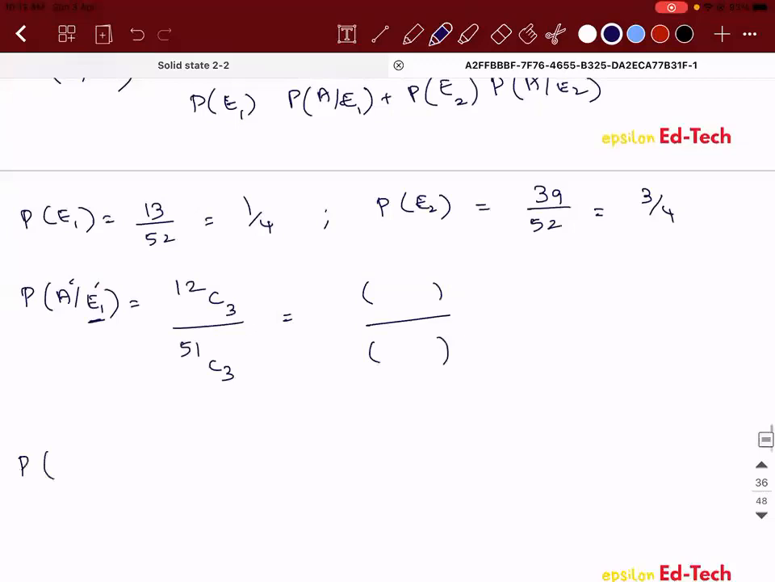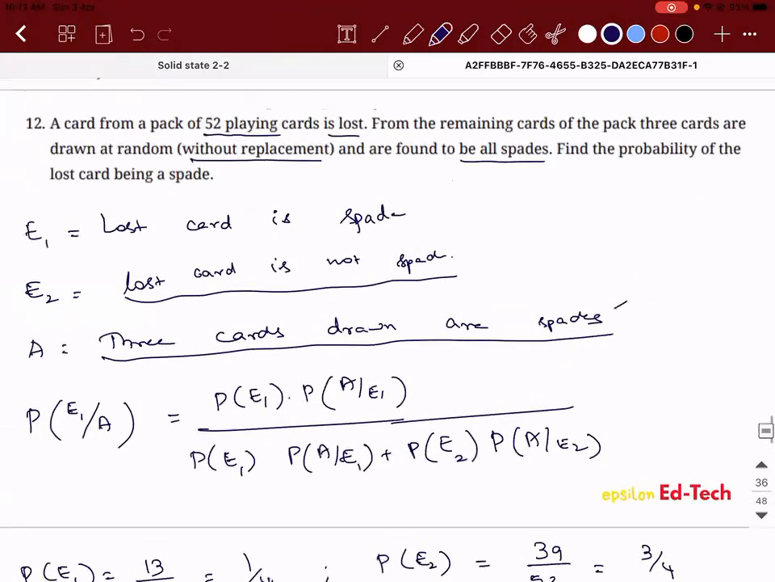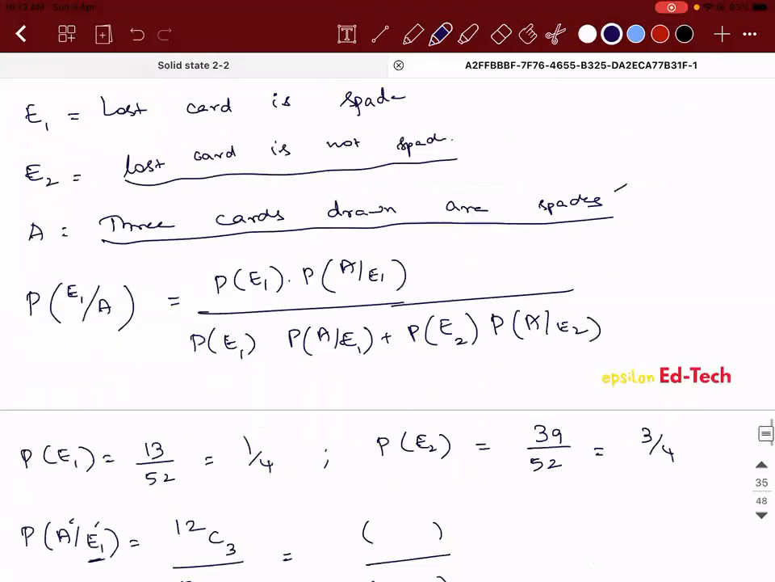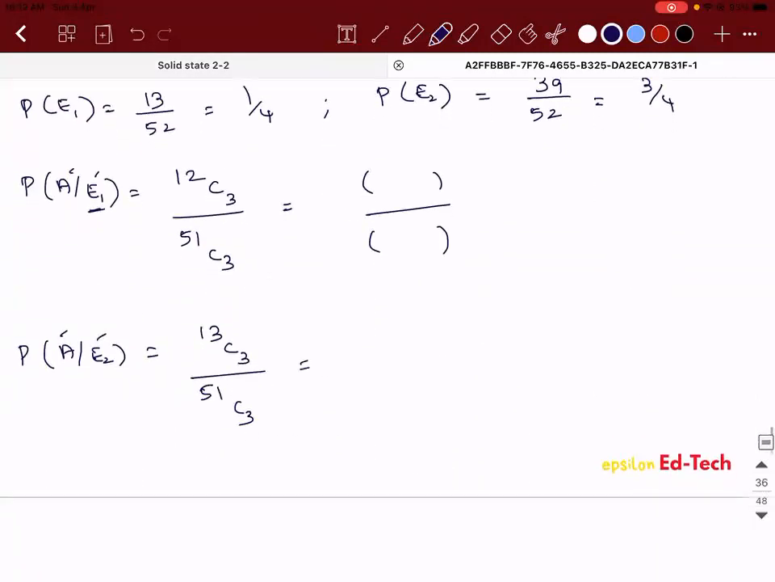Similarly, what is the probability of A given E2? Think about it. Now you're choosing 3 cards and you know the fact that the lost card is not a spade. So you still have 13 spades in the deck. Out of the 13 available spades, the probability of choosing 3 is 13C3 divided by 51C3, because one card is already lost. So this is going to give you a number.